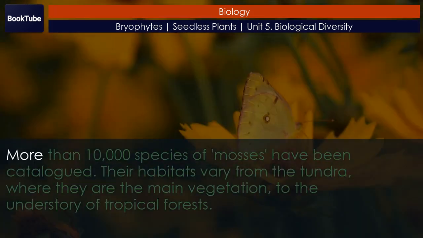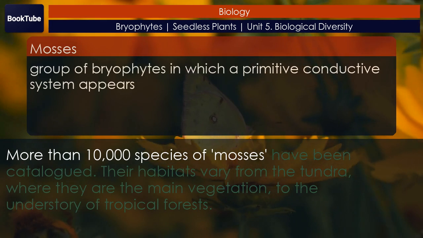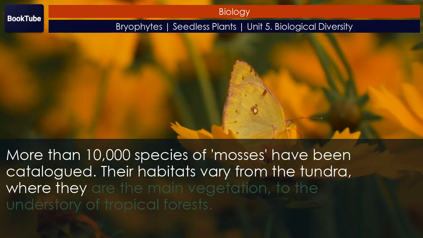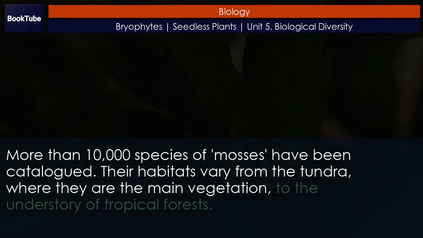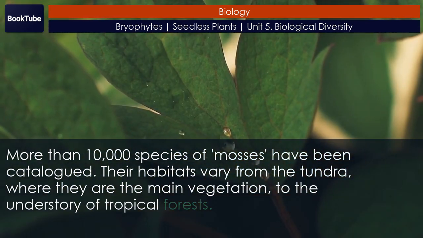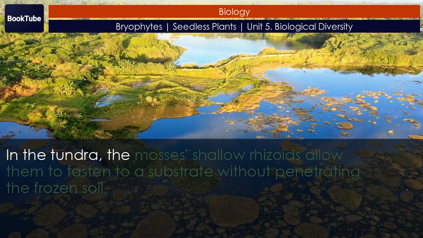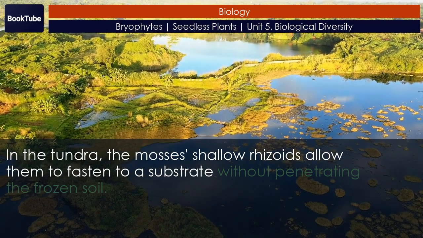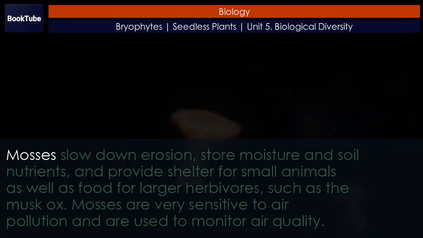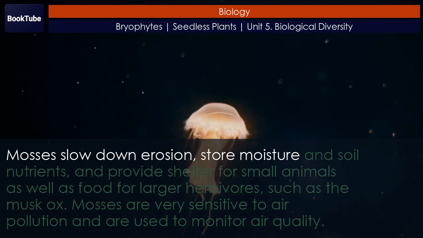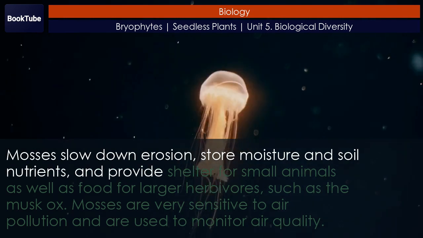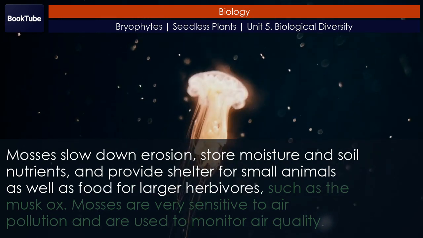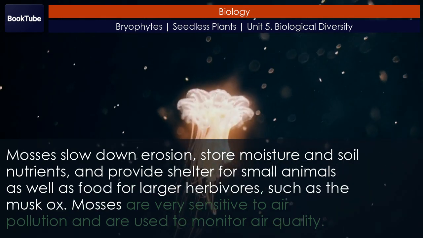Mosses. More than 10,000 species of mosses have been catalogued. Their habitats vary from the tundra, where they are the main vegetation, to the understory of tropical forests. In the tundra, the moss's shallow rhizoids allow them to fasten to a substrate without penetrating the frozen soil. Mosses slow down erosion, store moisture and soil nutrients, and provide shelter for small animals as well as food for larger herbivores, such as the musk ox.